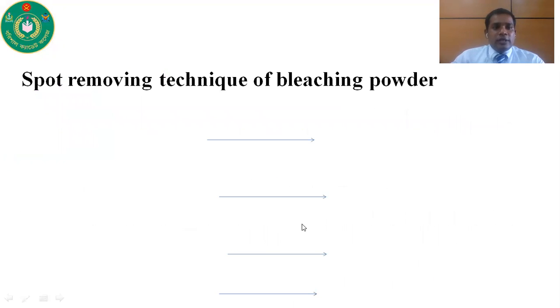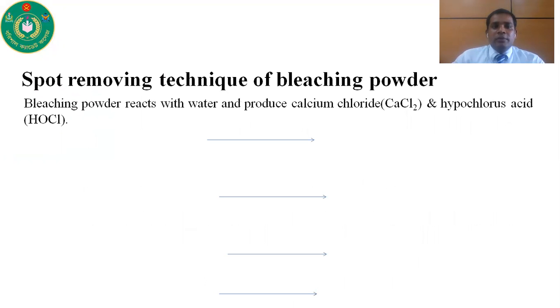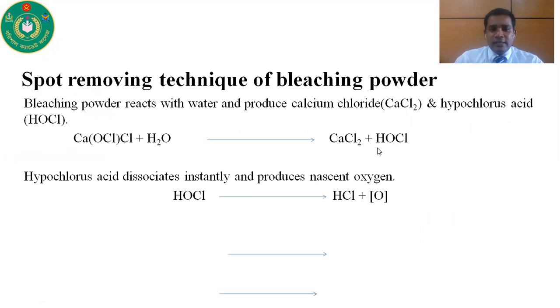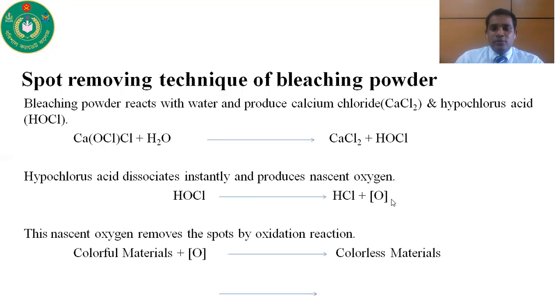So now, the spot removing technique of bleaching powder. How can we remove a spot by using bleaching powder? When bleaching powder reacts with water, it produces calcium chloride and hypochlorous acid. This hypochlorous acid instantly dissociates and produces nascent oxygen. This nascent oxygen is responsible for decolorizing the colorful substance. So colorful materials plus nascent oxygen result in colorless materials.